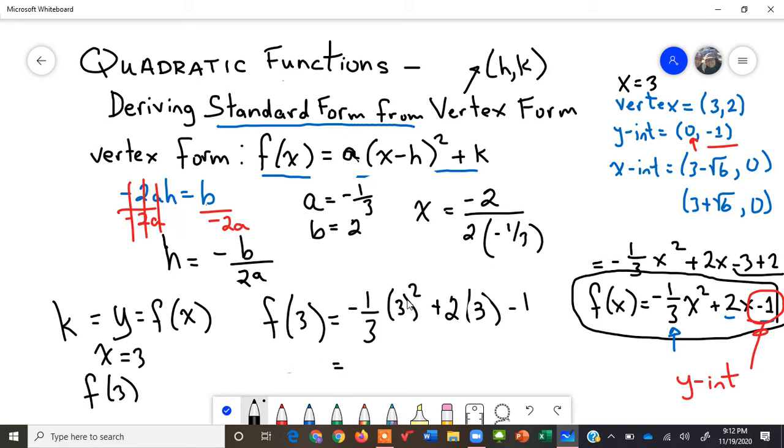Well, 3 squared is 9, divided by negative 3 is negative 3, plus 2 times 3 is 6, minus 1. 6 minus 3 is 3, minus 1 is 2. So there's the 2, the y-coordinate of the vertex. So we have our vertex as (3, 2), like we should.